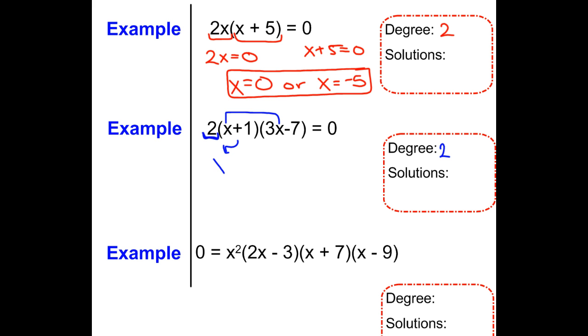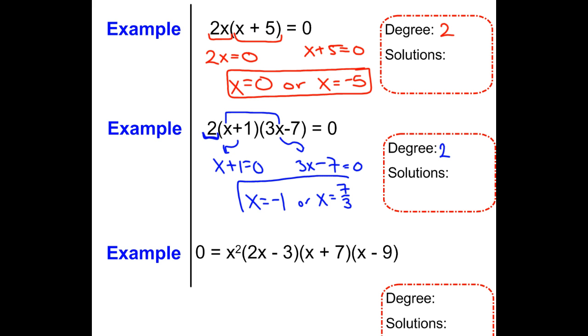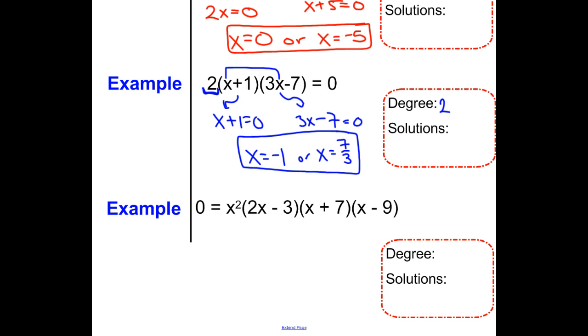But I can make x plus 1 equal 0, and I can also make 3x minus 7 equal 0. And the way we do that is just x equals negative 1, and from here we'll have to add 7, divide by 3, so x equals 7/3. So it's x equals negative 1 or x equals 7/3.